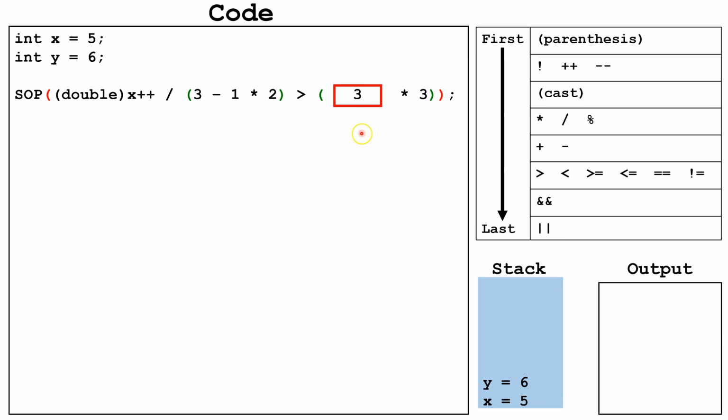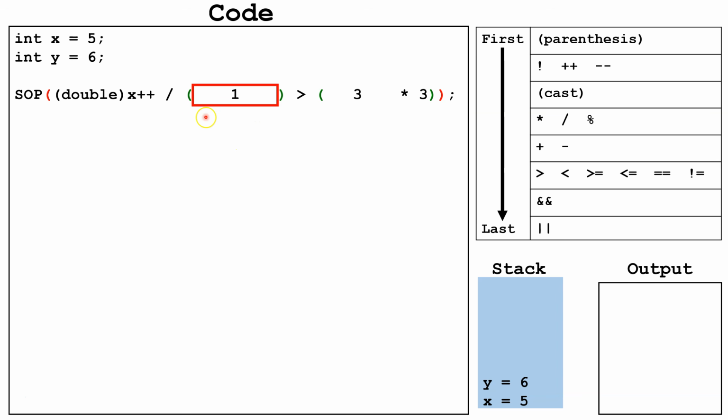Next, we have to look at the other parentheses. We have two green parentheses. However, this one is further left, so this one is going to take precedence. Inside these parentheses, we have two operations, subtraction and multiplication. We can see multiplication takes precedence, so we're going to go and do 1 times 2, which will be 2. We have one more operation inside these green parentheses, 3 minus 2, which gives us 1.